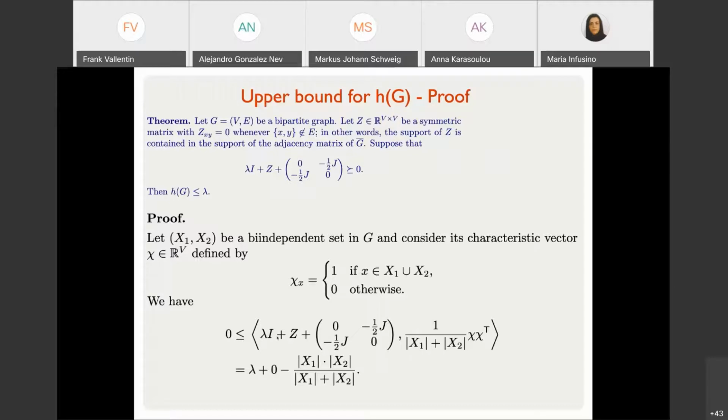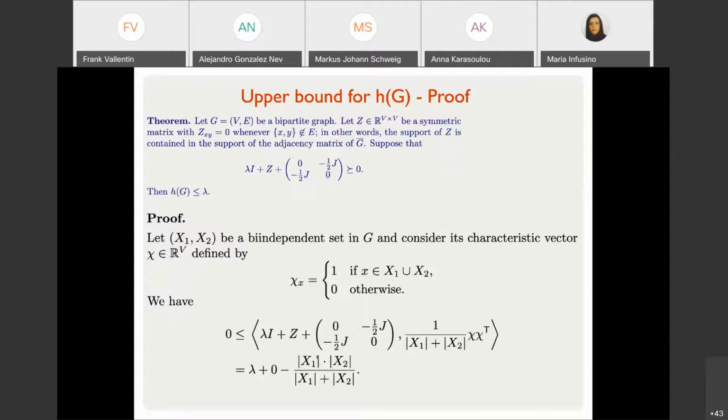And then you also know by straightforward computation that if you take the sum out of the inner product, the first summand is going to be equal to lambda because of the appropriate normalization. The second summand, the inner product between Z and the characteristic vector times the characteristic vector transpose, is equal to 0 because the supports are disjoint. And then minus the inner product between this block matrix and this one, minus this fraction, and this is just by expectation.